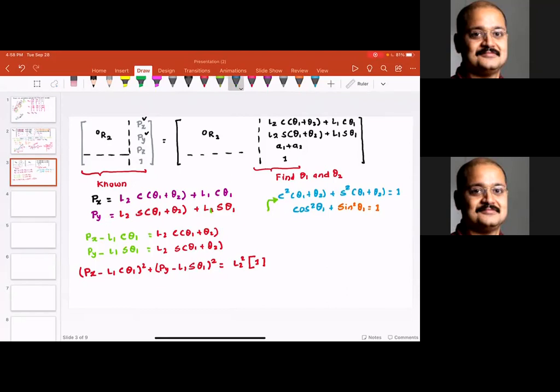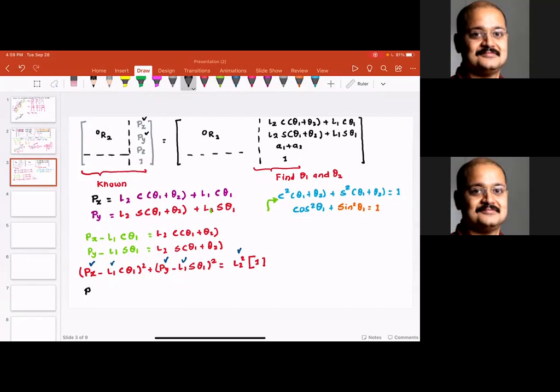So we expand. Before we expand, for the sake of discussion, please note Px is known, L1 is known, Py is known, and L2 is known. Everyone understood what the knowns are here? The only unknowns are theta 1, that is, cosine theta 1 and sine theta 1. So I'm going to expand.